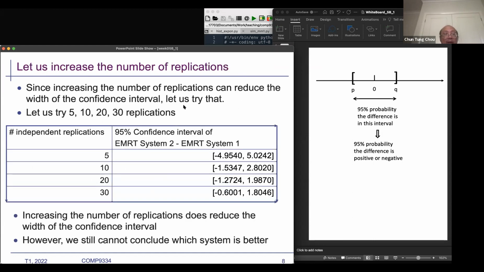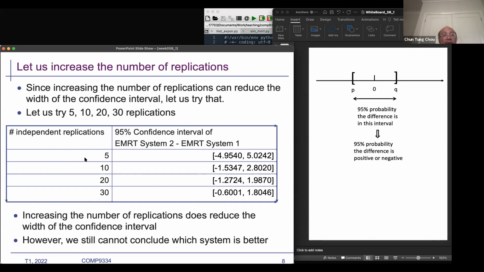So what we do now is follow the suggestions, and we're going to increase the number of replications so that we can reduce the width of the confidence interval, and perhaps get a better conclusion. Just now we have only 3 replications, and so we're going to try to use say 5 replications, 10, 20, and 30 replications.